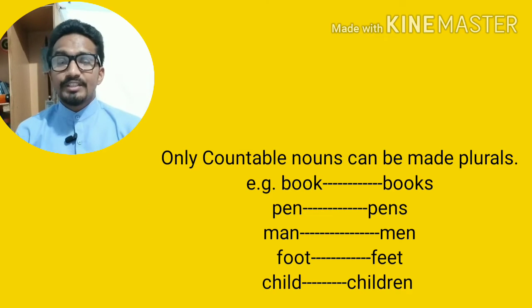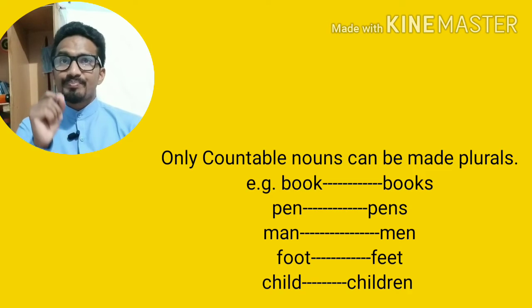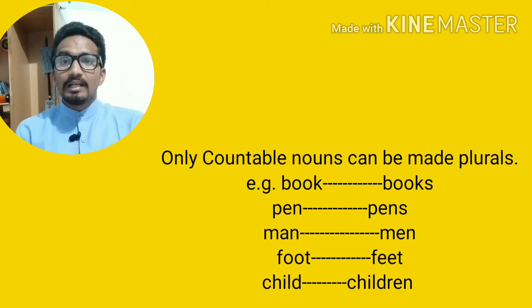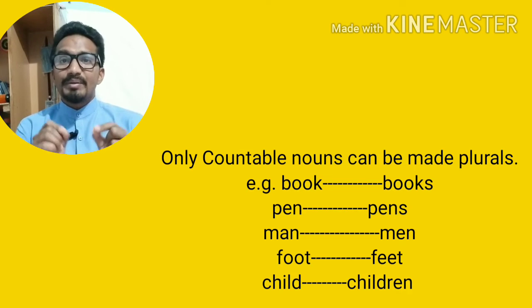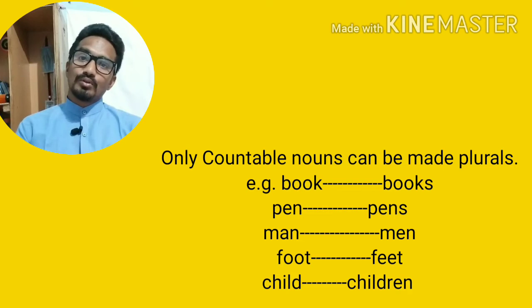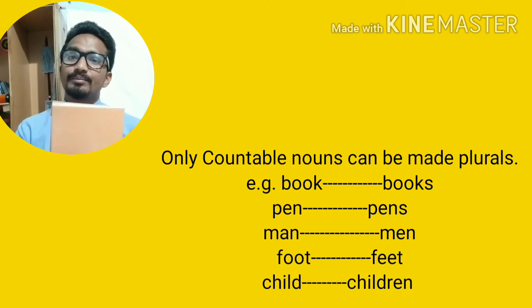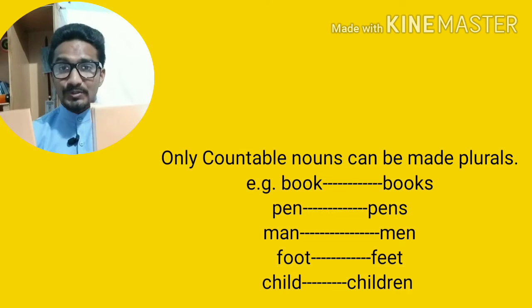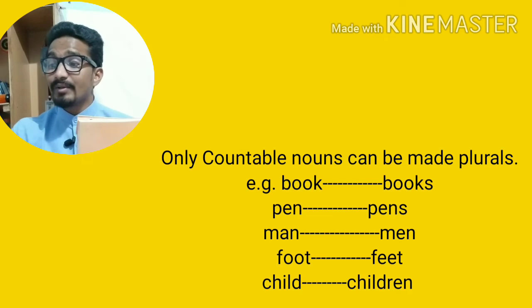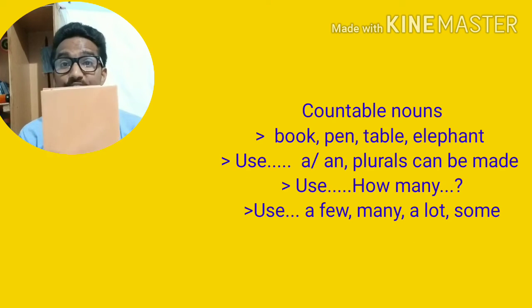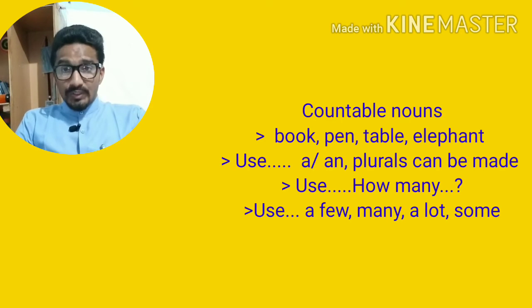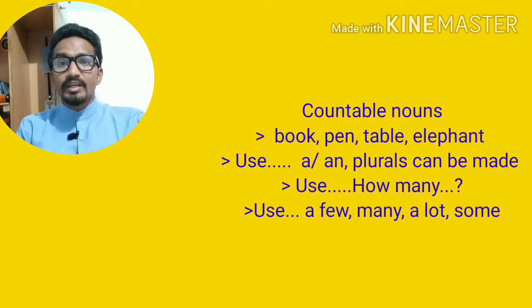Remember this thing in countable noun: you can use a or an, and you can make it plural. Only countable noun can be made plural. For example, I have one book. It is called book. When I have another one with me, I can say two books, or I can say books. I have books. When I have one book, I can say I have a book. So we can make countable noun plural, whereas uncountable noun we cannot make plural.